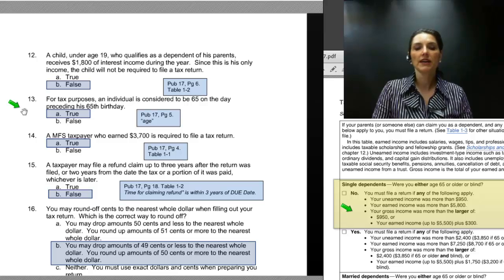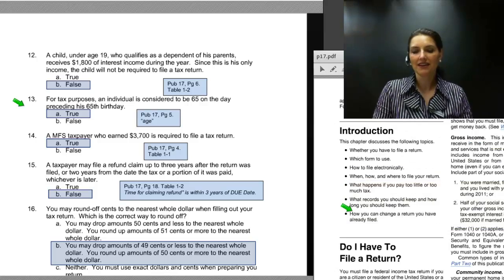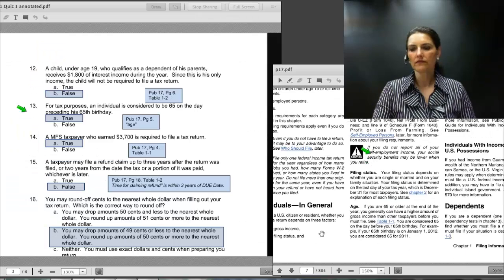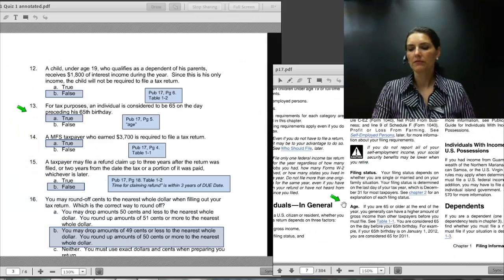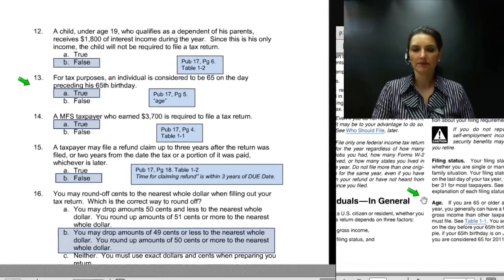Number 13. For tax purposes, an individual is considered to be 65 on the day preceding his 65th birthday. That is true. And to reference that, we'll go in Pub 17 to page 5. And here we are at the bottom of the middle column on page 5, age. If you are 65 or older at the end of the year, you generally can have a higher amount of gross income than other taxpayers before you must file. You are considered to be 65 on the day before your 65th birthday. For example, if your 65th birthday is on January 1, 2012, you are considered age 65 for 2011.